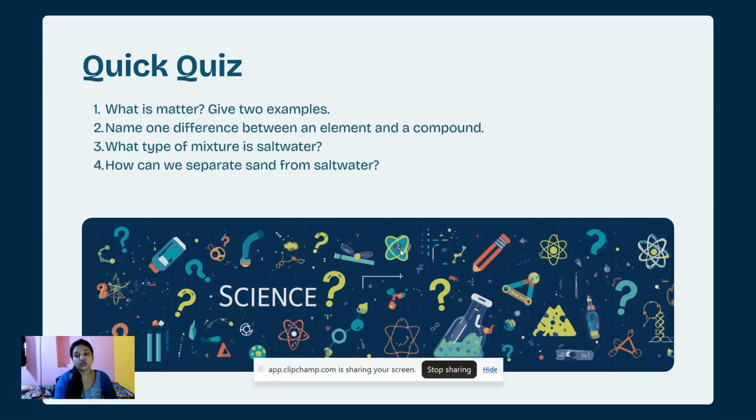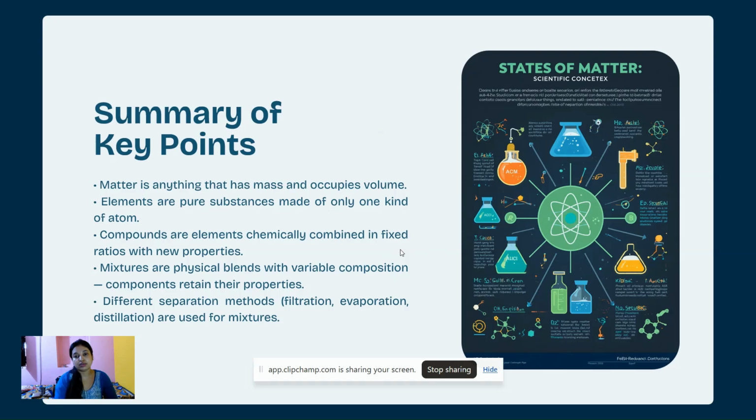You have to follow these 4 steps. First, mix salt and sand. In step 2, add water and mix it all. Step 3, filter the mixture using filter paper and separate the undissolved sand. In step 4, heat the filtered salt water to evaporate the water and recover the salt. Result: sand and salt are successfully separated using physical methods.